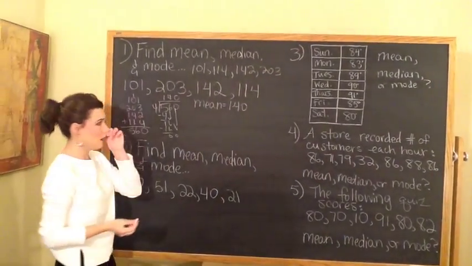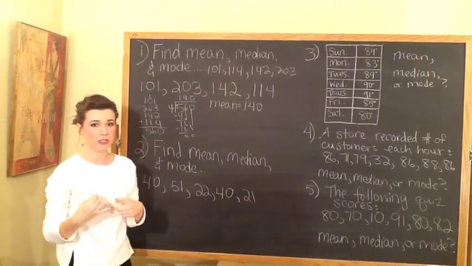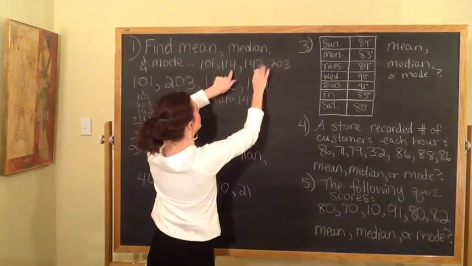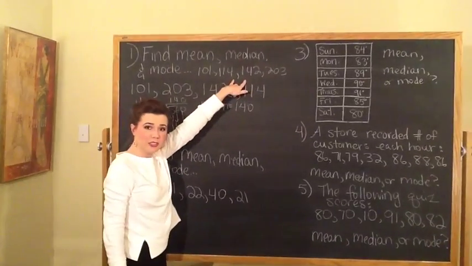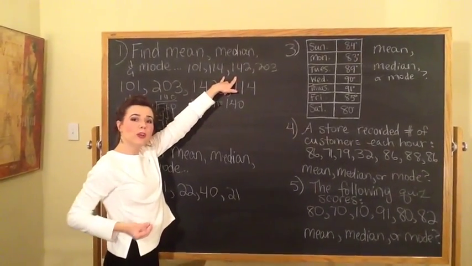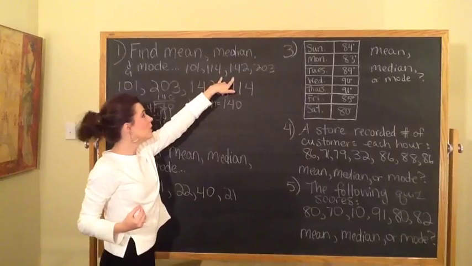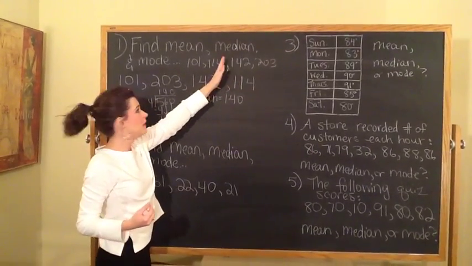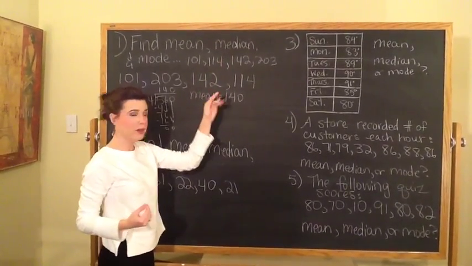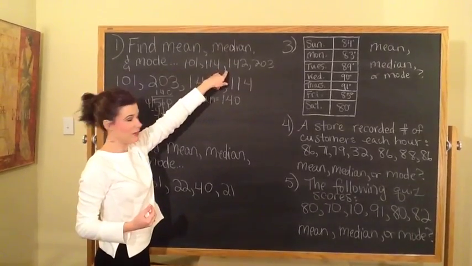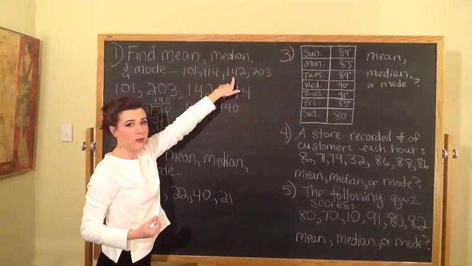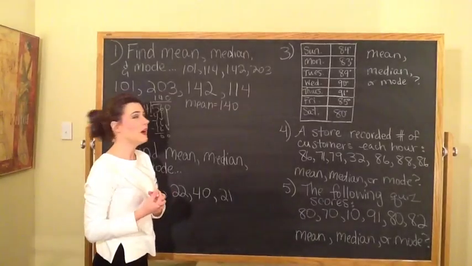Alright, so now I'm going to go ahead and find the median, or the middle number. If you're going over, you'll realize that we have two numbers in the middle. So you're going to have to remember what you've done before in the past. If you have two numbers and there's no actual middle number, you need to find the average of these two numbers. So I'm going to add 114 and 142, add them up, divide by 2.